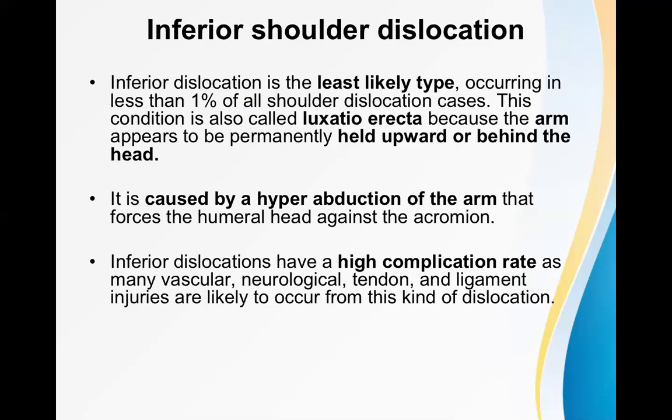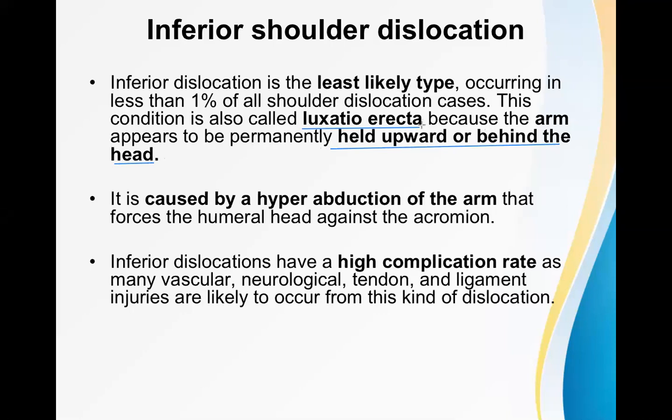Now, this inferior dislocation, many of the points we have already talked about, take it as a bit of revision for you. This is the least likely type, and this is caused by hyperabduction injury of the shoulder joint. It's an important point you should never forget. It occurs in just 1%, and there is another term for this, known as luxatio erecta. Luxatio erecta means the arm appears to be permanently held upward or behind the head.